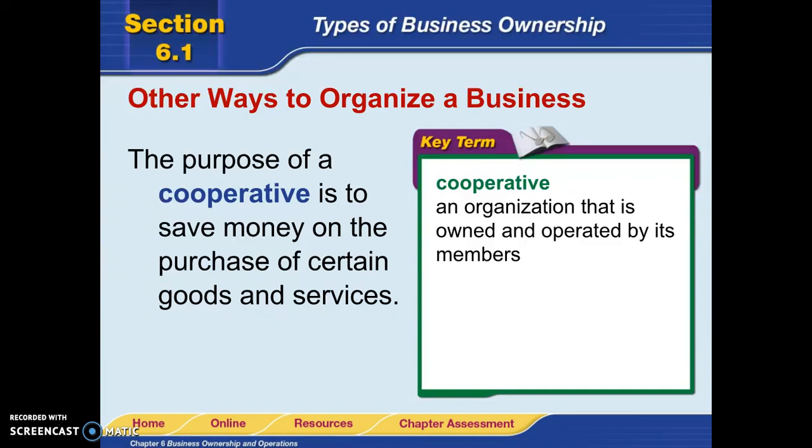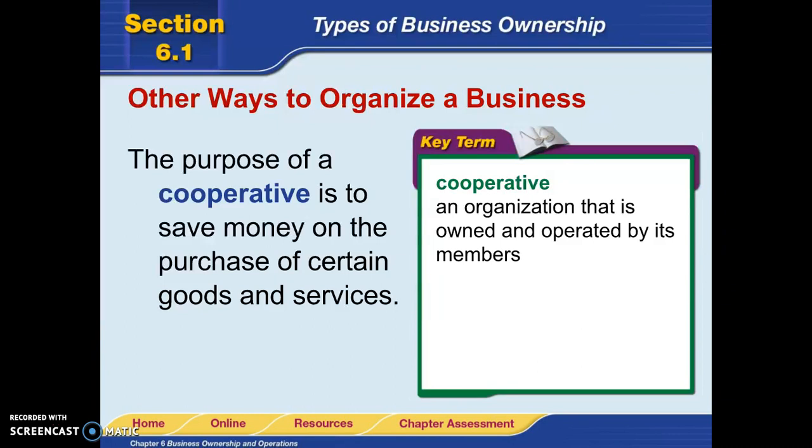When it comes to other ways to organize a business, a cooperative. What is a cooperative? This is an organization that is owned and operated by its members. So a cooperative could possibly be considered a credit union. Let's use a credit union as a pretty good example, because its members are also its owners. They have a stake of claim in the success of the organization.